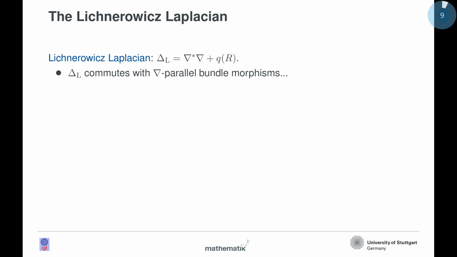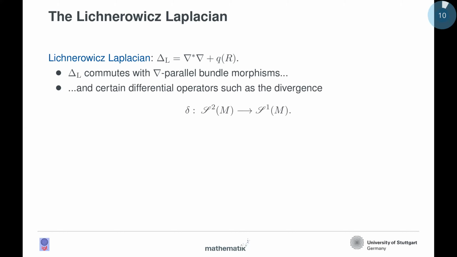What's cool about the Lichnerowicz Laplacian is that it's a natural operator. It commutes with all parallel bundle morphisms, and it also commutes with certain differential operators, for example this divergence operator. This curly S means symmetric 2-tensor fields, and these are symmetric 1-tensor fields, or just 1-forms. So this divergence takes a 2-tensor and maps it to a 1-form.